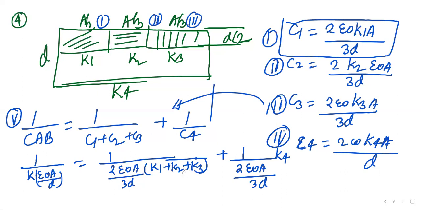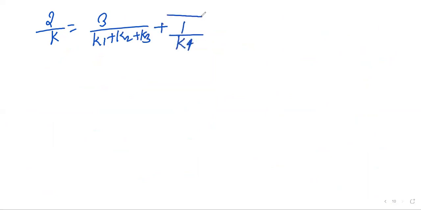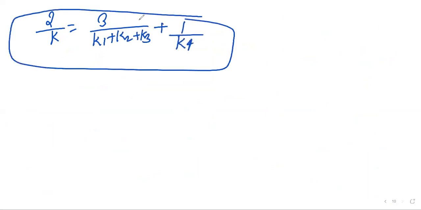So cancel all the common terms. These are the common terms coming out here. So it will be 1 upon K is equal to 3 upon 2 into K1 plus K2 plus K3, plus 1 upon 2 K4. So it will then become 2 upon K is equal to 3 upon K1 plus K2 plus K3, plus 1 upon K4. So this is the formula we are getting as the resultant.